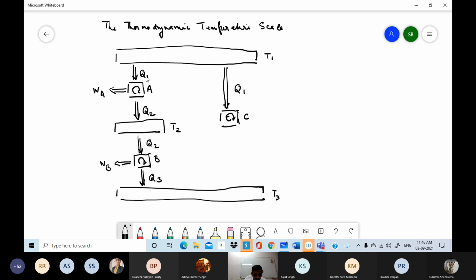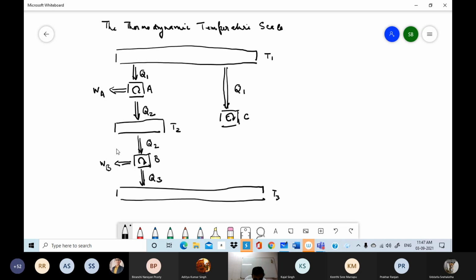Now, this entire part I could consider as my heat engine, because the Q2 which is rejected by A is accepted by B. So I could do away with this reservoir and I could transfer it directly from engine A to engine B. So then engine A and engine B together would constitute a device that takes Q1 from this reservoir at T1, and now this Q2 is just an intermediate.